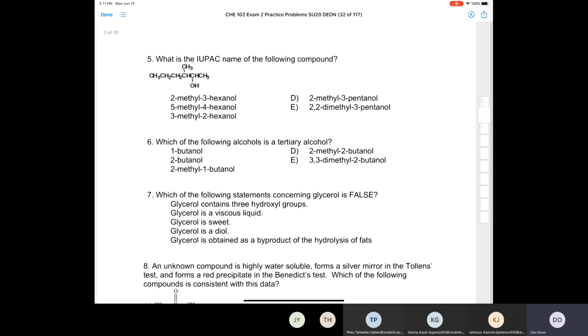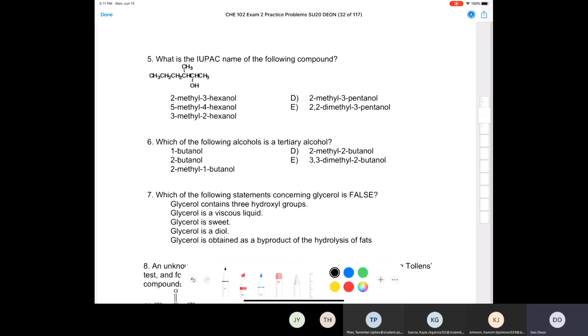Okay, let's take a look at this one. This is just a nomenclature problem. The first thing we do is identify the longest carbon chain that contains our hydroxyl. We want to give the hydroxyl, the OH, the lowest possible number. So we would start numbering from the right in this case: 1, 2, 3, 4, 5, 6. So it's some kind of 2-hexanol. And the methyl is on the third carbon. So I should say A, B, C. Anyhow, the answer is 3-methyl-2-hexanol. Okay, let's move on.